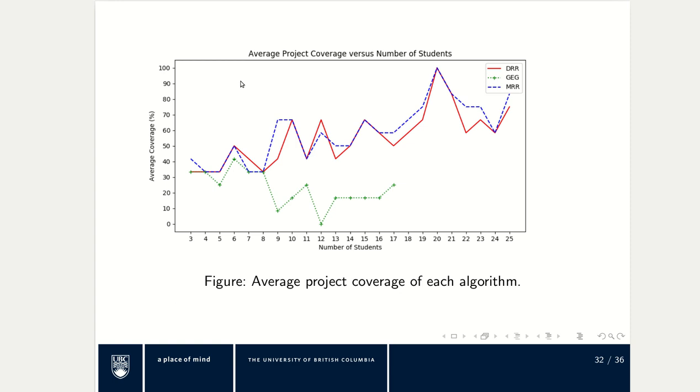And the average project coverage. So the average project coverage, this is how many of the requirements of a project were met by the skills of a student, or of all the students assigned to it. MRR usually does best, but only very rarely achieves anywhere close to 100. DRR is also doing pretty well, and the GEG algorithm is not doing very well at all.